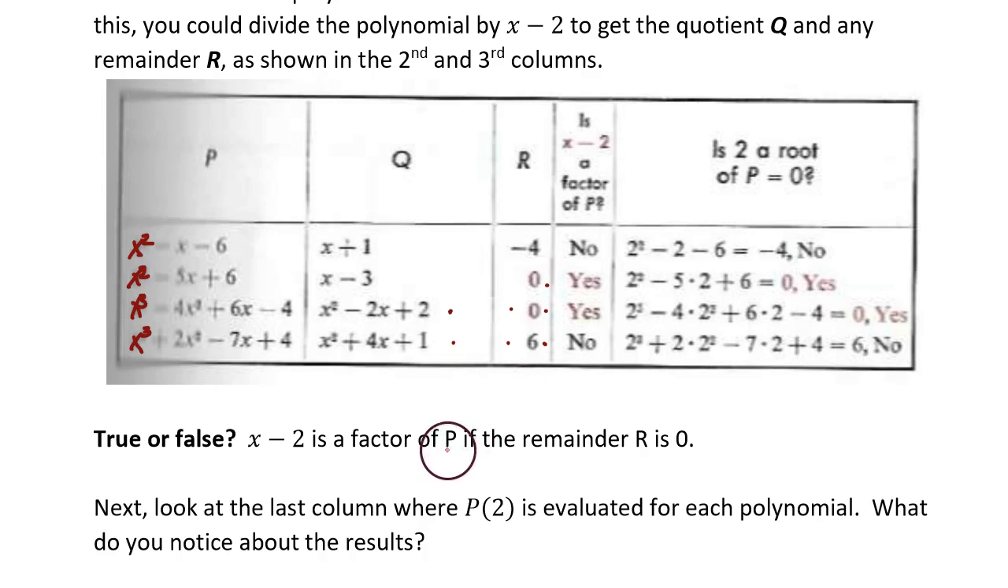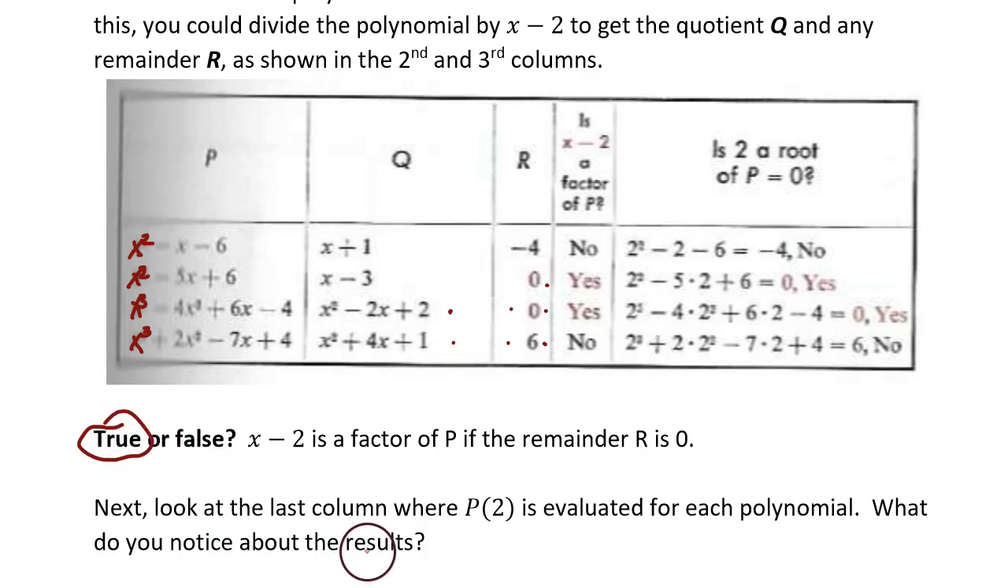So to decide if a binomial is a factor of a polynomial, you could use division and look at the remainder. Here's a follow-up question. True or false? X minus 2 is a factor of polynomial p if the remainder is 0. Hopefully you put true for that.